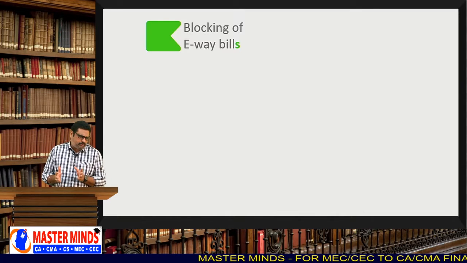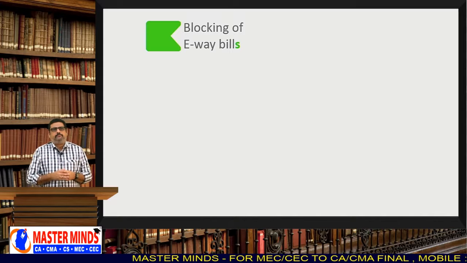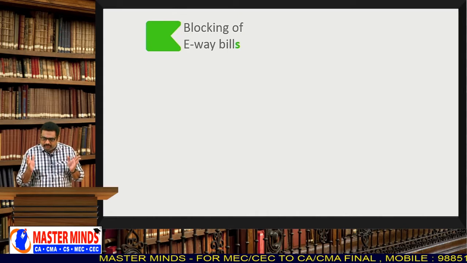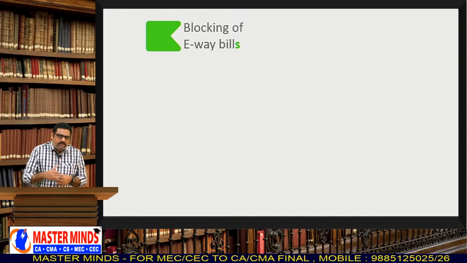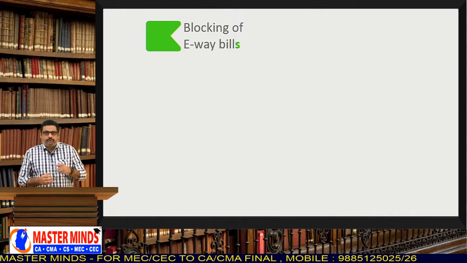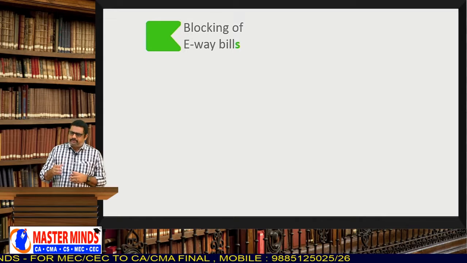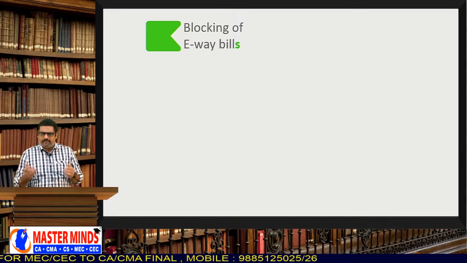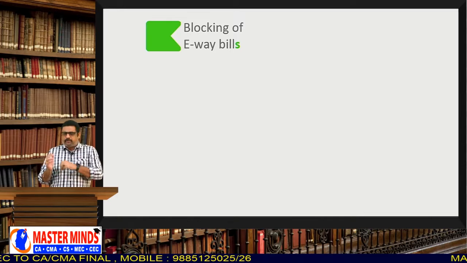So in order to attract the EWAY Bill concept, first, there should be physical movement of the goods. Second, the goods involved in the physical movement should be of more than 50,000. If these 2 points are satisfied, then EWAY Bill should be issued. EWAY Bill should be generated.